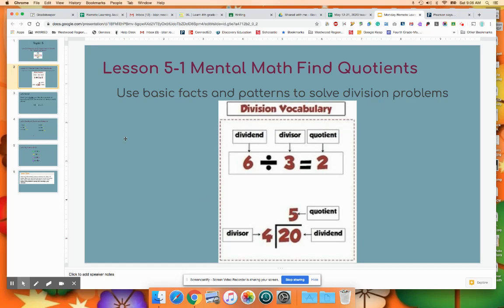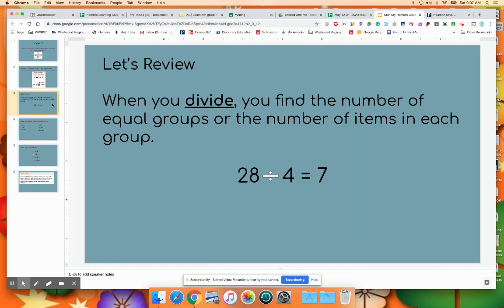Today we're going to use our basic facts and patterns to help us solve division problems. This is really going to rely on your knowledge of your multiplication facts, right? Because the inverse, or opposite, of multiplication is division. When you divide, you find the number of equal groups or the number of items in each group. If I divided 28 marbles into 4 equal groups, there would be 7 marbles in each group, okay?